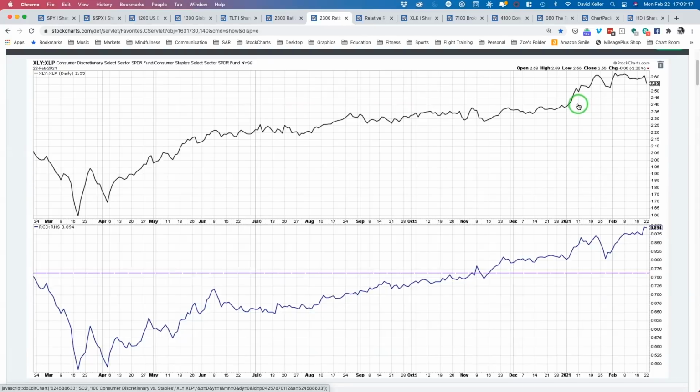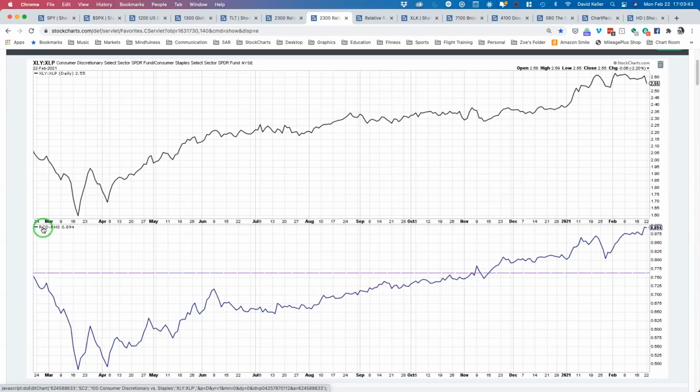Now, the challenge with this ratio is that Amazon literally dwarfs the rest. I haven't looked at the percentages recently, but I think about 25% or so of the XLY is just Amazon. Home Depot is probably another 12 or 13%. So those two stocks make up over a third of the XLY, 40% or so. So if you're looking at this ratio, you're really looking in a lot of ways at Amazon's performance relative to other stocks. At the bottom, that's why we have an equal weighted version of that.